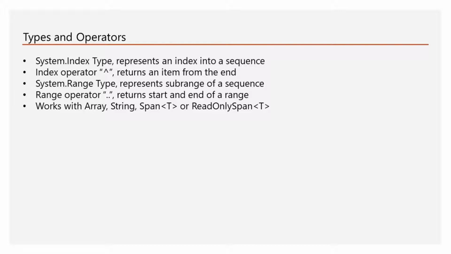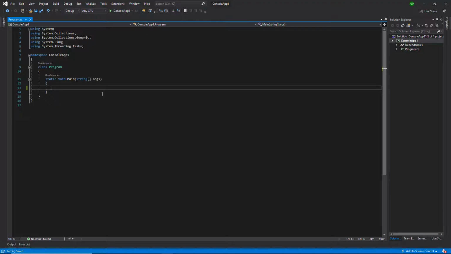To show the demo, I have created one .NET Core console application. Here I will show you how to use an index to retrieve items from an array and how to define ranges from a particular array using the two dot operator. I will define an array of type integer and I will also initialize it with some numbers.